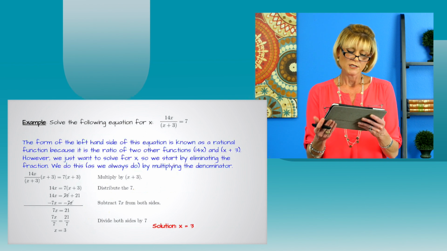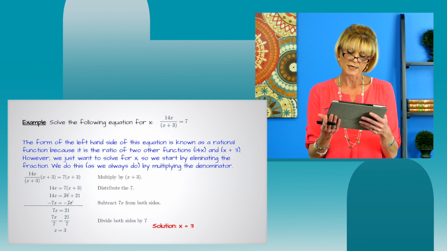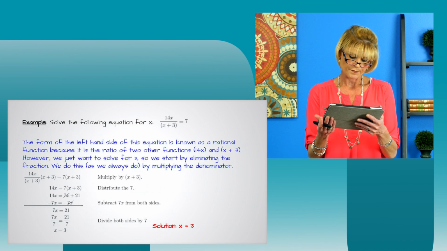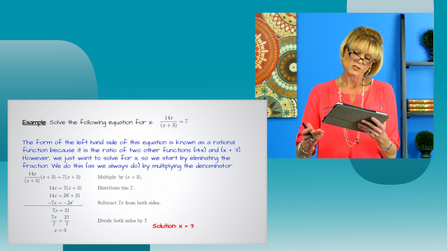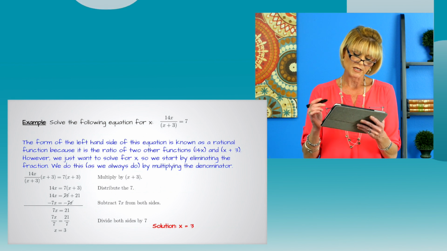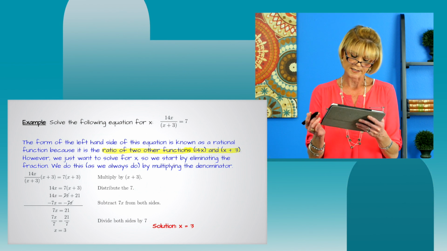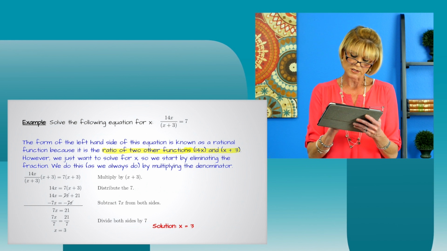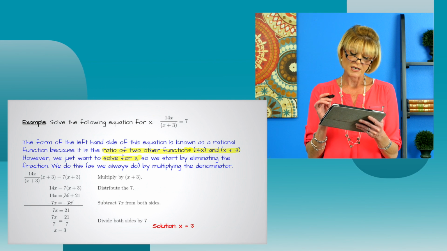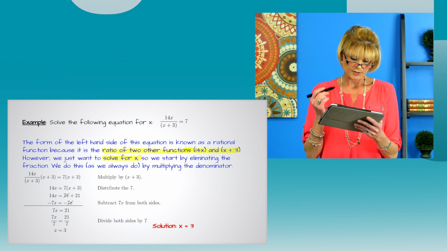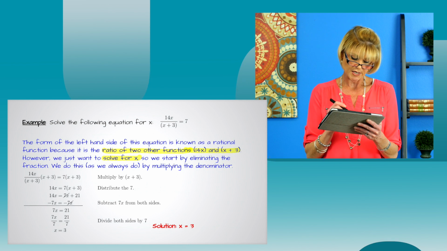Another example, solve the following equation for x. 14x over x plus 3 equals 7. So the form of the left-hand side of this equation is known as a rational function because it is the ratio of two other functions, 14x and x plus 3. However, we want to solve for x, so we start by eliminating the fraction. We do this, as we always do, by multiplying by the denominator.